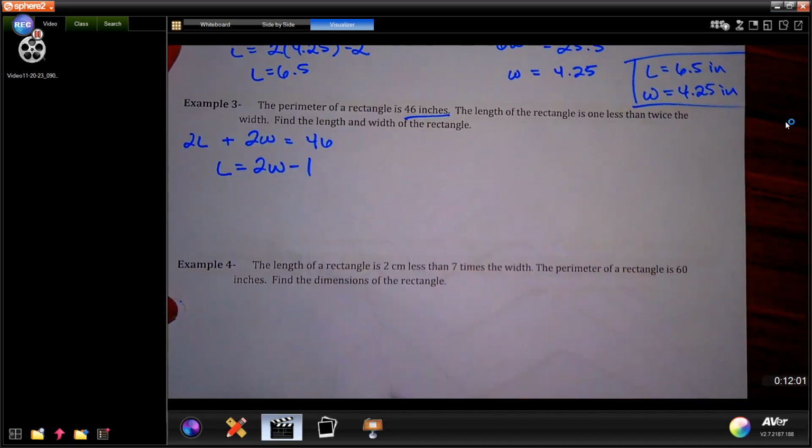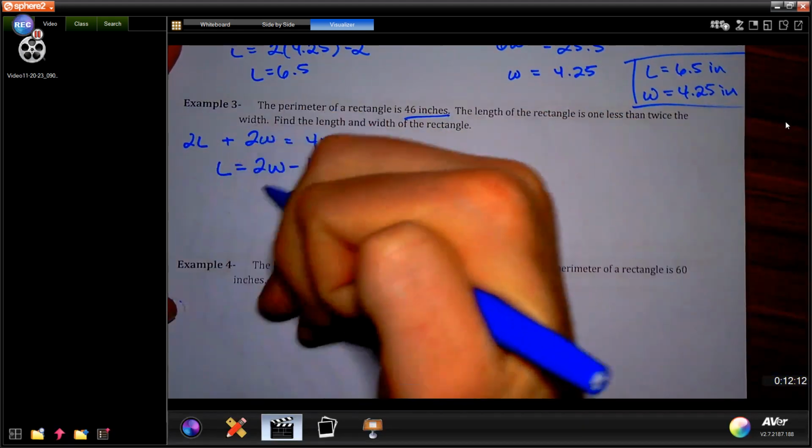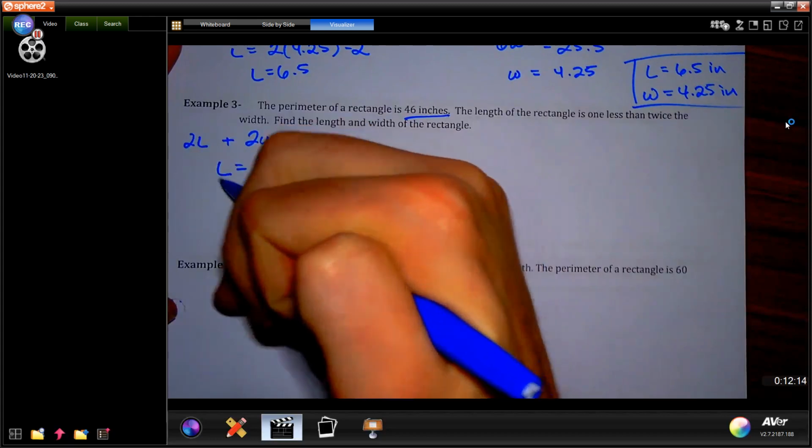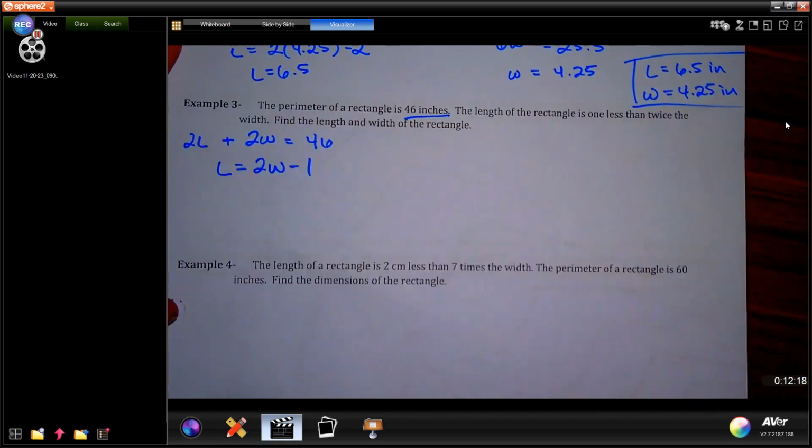This number right here will probably be the hardest part of your actual assignment. Make sure that you have a clear context of what is going to be happening here. Okay, use your brain and think about it. So again, same process. We're going to substitute this L value in because L is the same thing as 2W minus 1. We're going to put that in for that L.